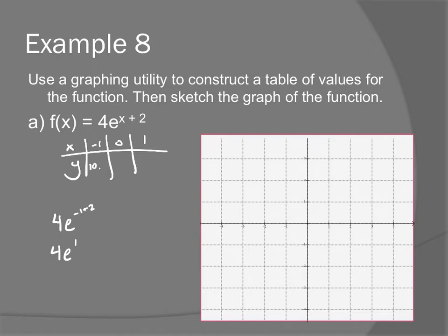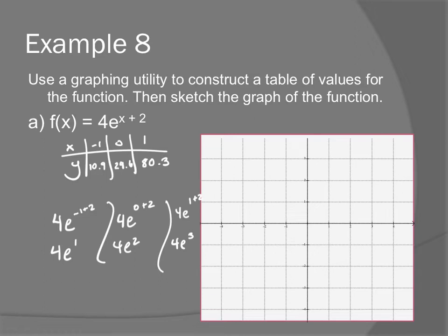is 10.9. Then I'm going to do 4e to the 0 plus 2, which is 4e squared. And I get 29.6. And then I do 4e to the 1 plus 2, or 4e to the third, which is 80.3.